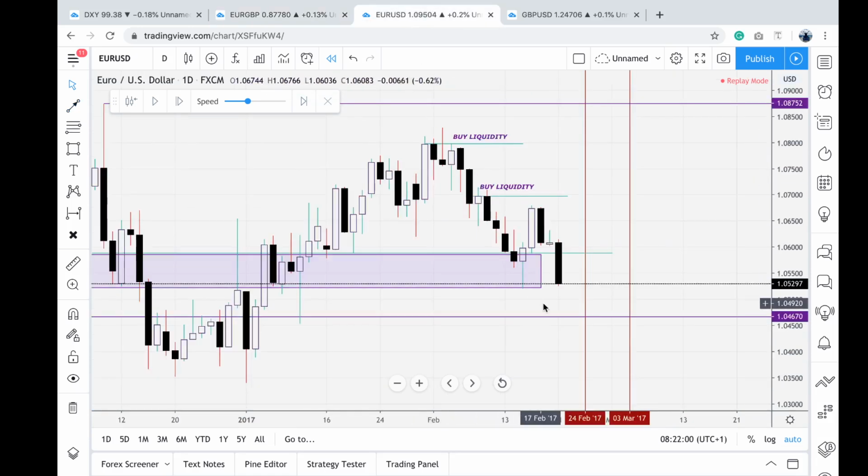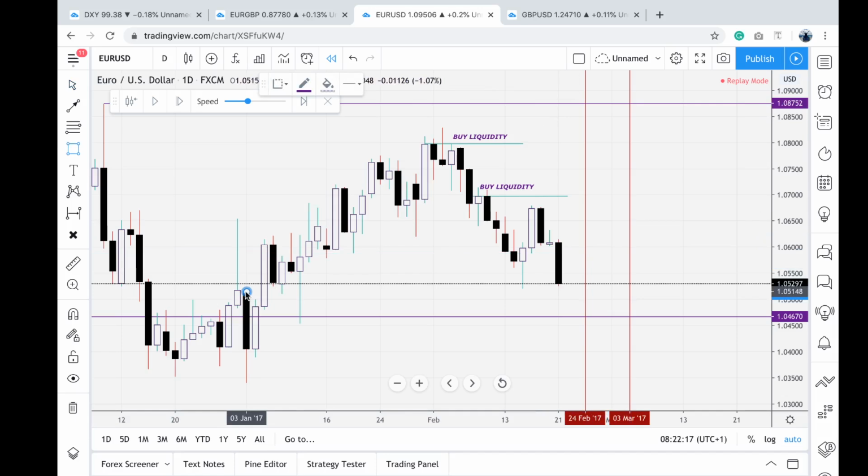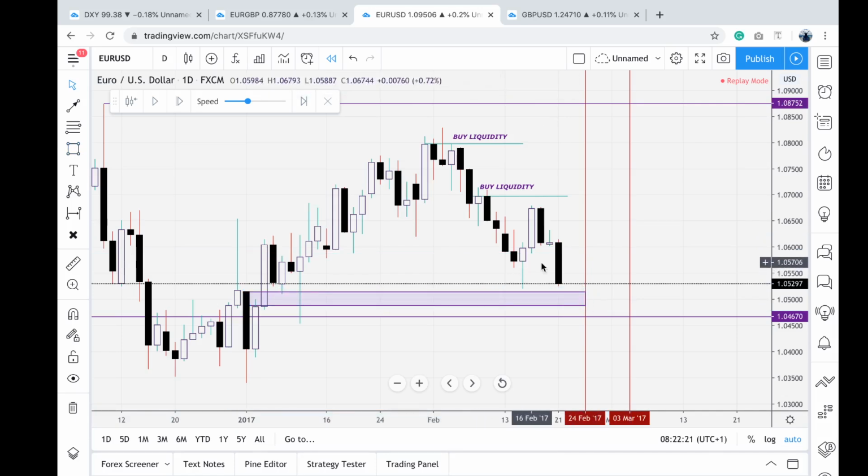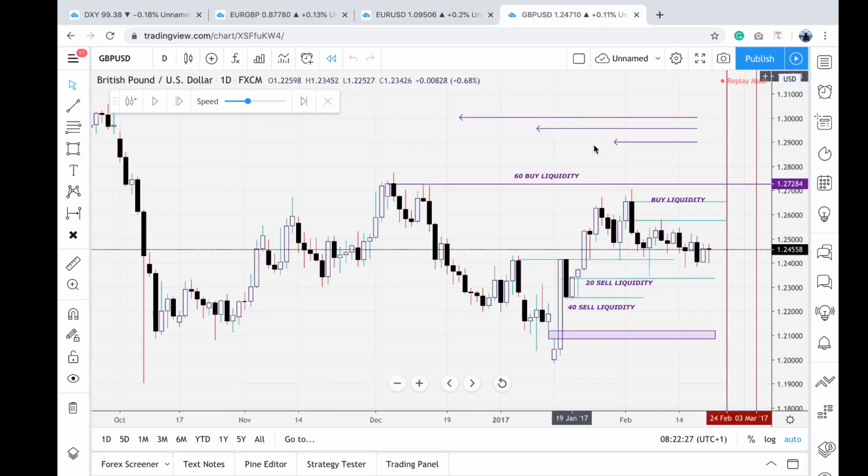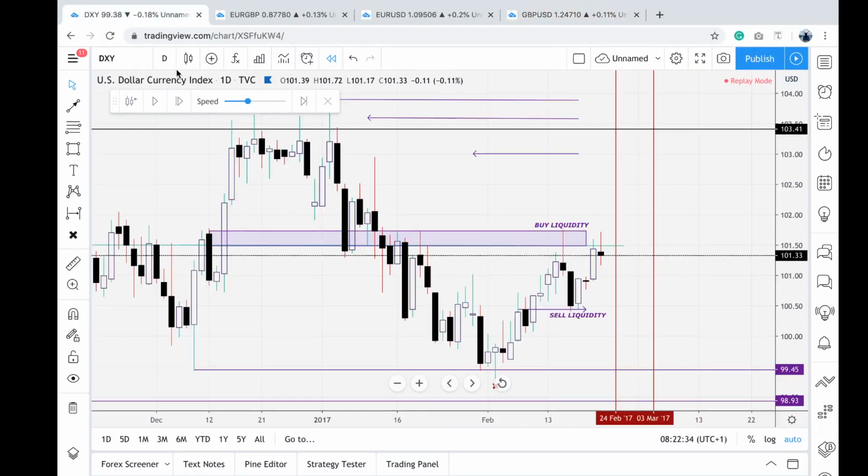Euro dollar, there's still liquidity below this level, and there's a bullish order block. Let me remove this, as that is not needed. There's a bullish daily order block inside of this level, so we could see this as a potential sell side target. And British pound dollar would still form a range, so we're not really interested in trading this. So let's see what the DXY actually does.